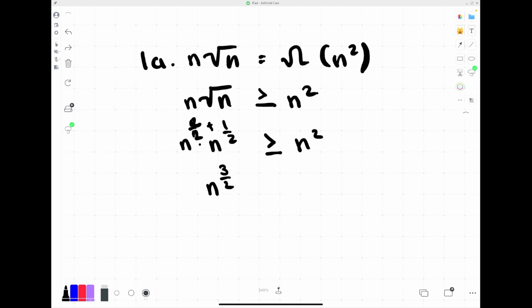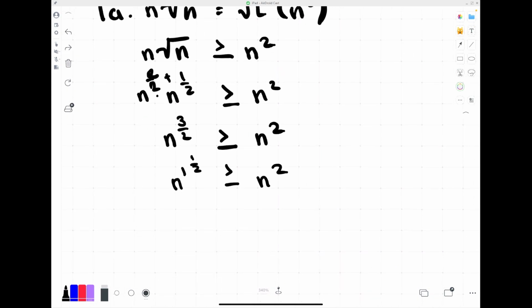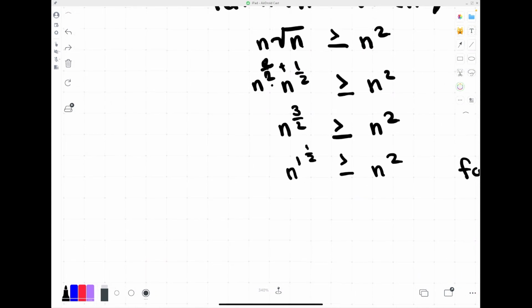Sorry, let me fix this. Okay, and so that's going to be, is that greater than or equal to n squared? We can also simplify this further. And we can clearly see that this is false, because the left-hand side is not greater than or equal to the right-hand side.